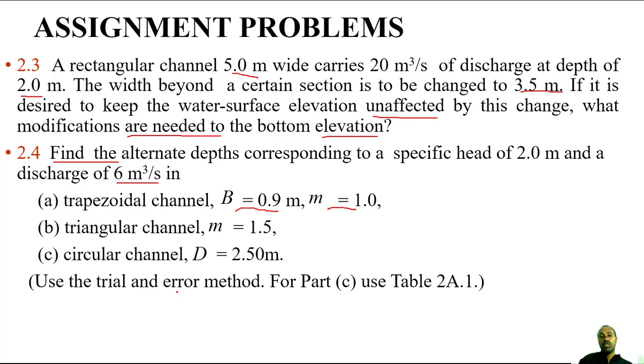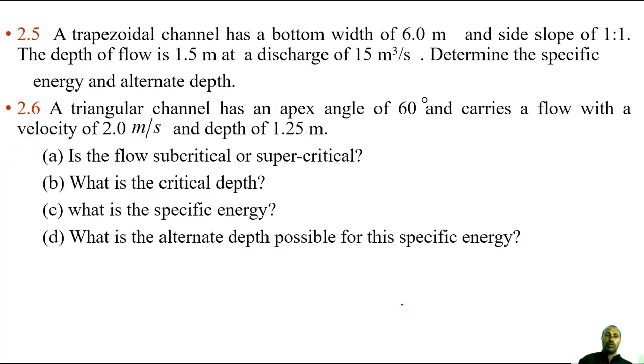So for circular channel, by trial and error or you can use table as previous, you can try. And this is again the same, you have to compute specific energy and alternate depths. Already you have Q and bottom dimension given, and the depth of the flow is already given. So you can iterate.